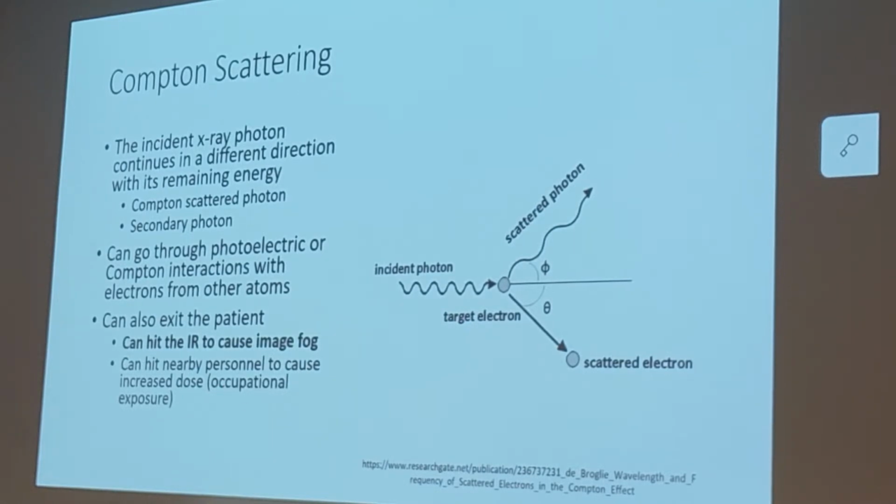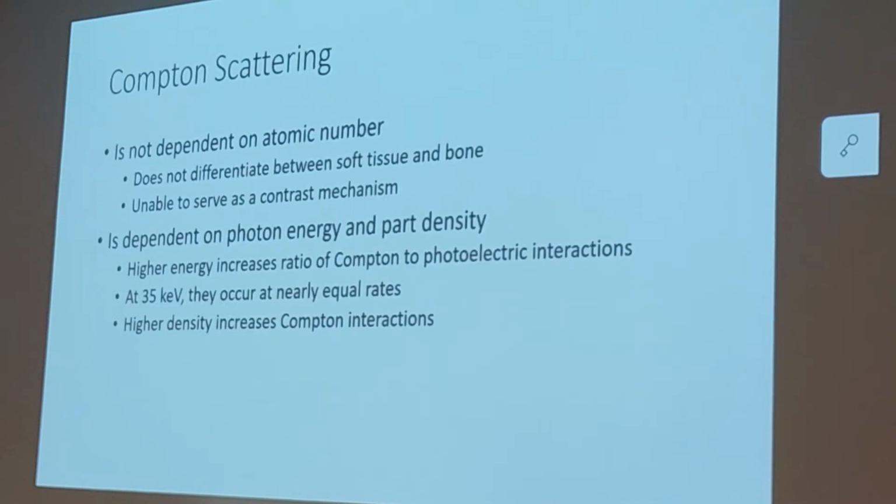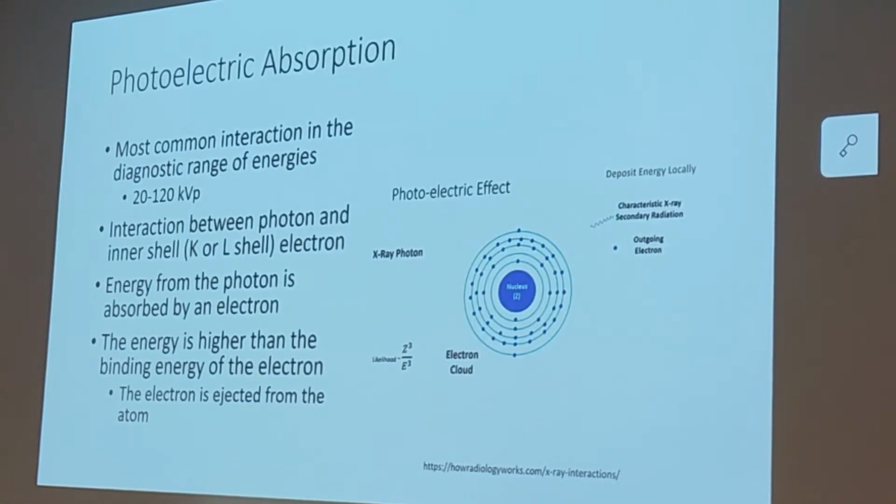Okay, so we're going to go on to where we stopped off last Friday. This is everything new. Photoelectric absorption: the main common factors. You have to know the energy level, it's between 20 and 120 kVp. The interaction is between K and L. Which one has a stronger binding to the nucleus, K or L? K, correct.